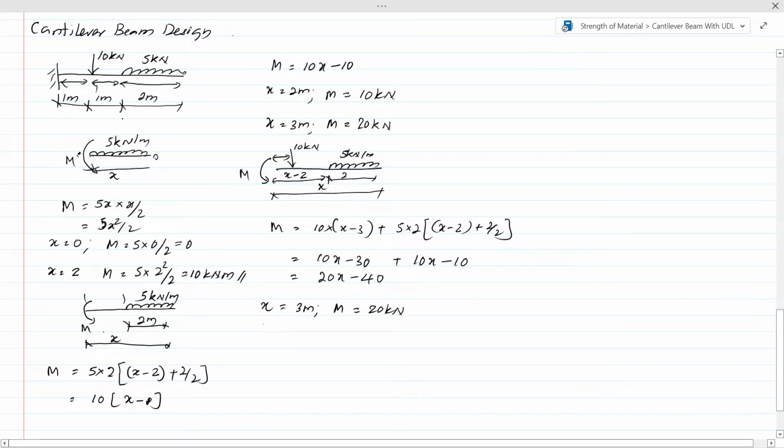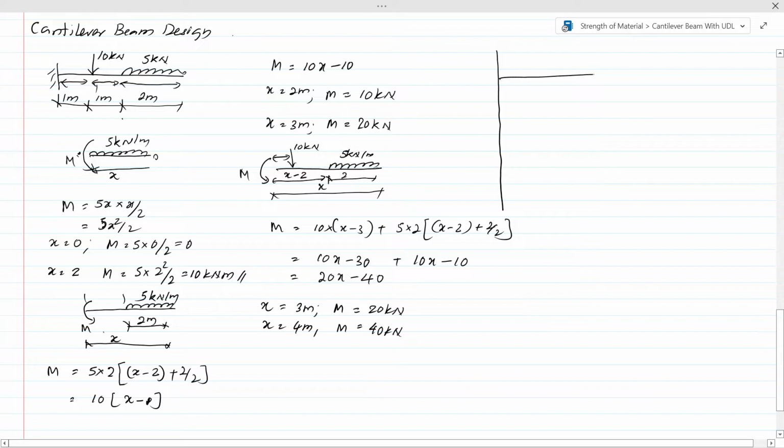Very easy, right? When x is equal to 4 meters, that is at the support. What's the bending moment? 20 into 4 is 80. 80 minus 40, that's 40 kilonewton meters. Now we know the bending moments at each point, so we can draw the bending moment diagram. Let's draw the bending moment diagram here.